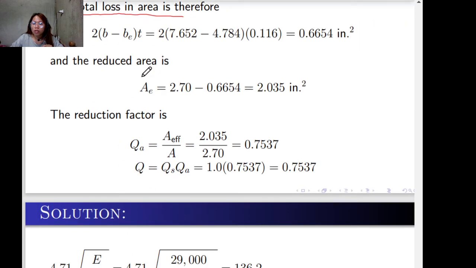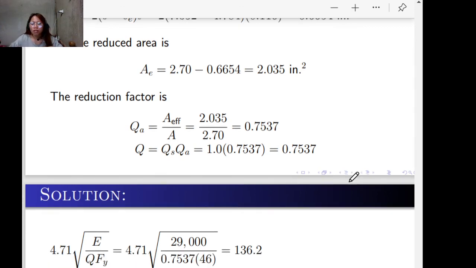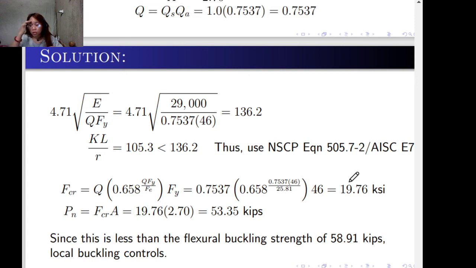So, the reduction factor Q sub A is given as effective area over the gross area, right? Which is equal to 0.7. Therefore, Q sub A is 0.7537. And since Q is equal to Q sub S times Q sub A for slender elements, or for those elements beyond non-compact, so 1.0 times 0.7537. So that Q is 0.7537. So that is the solution.